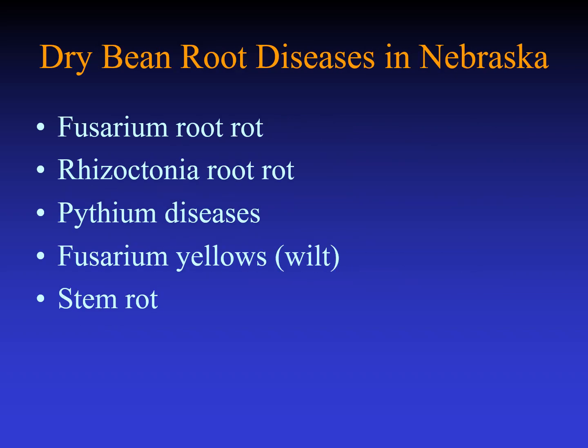Next up is the dry bean root rot diseases that we may see. There's quite a few of them here. There's up to 5 that I've seen before, but the 2 that we're really concerned about are Fusarium root rot and Rhizoctonia root rot.